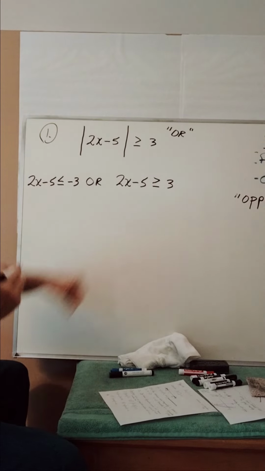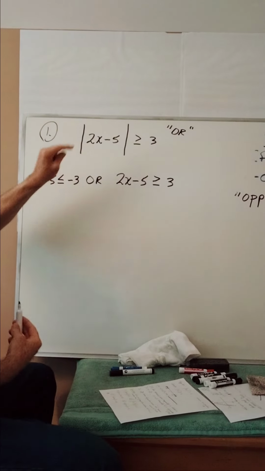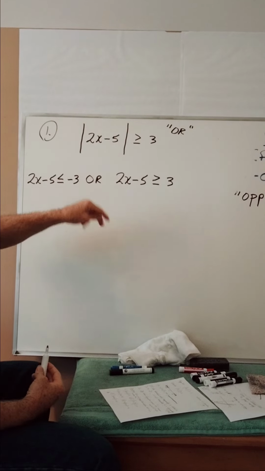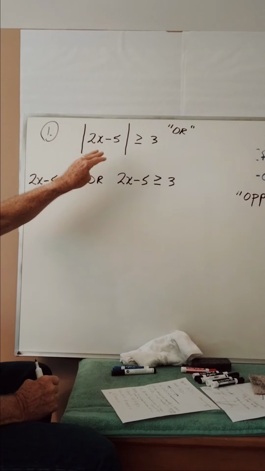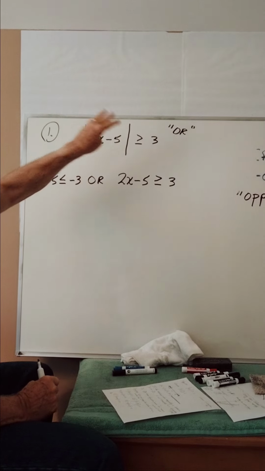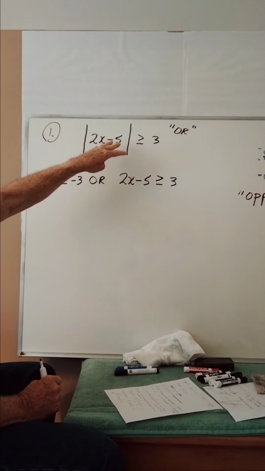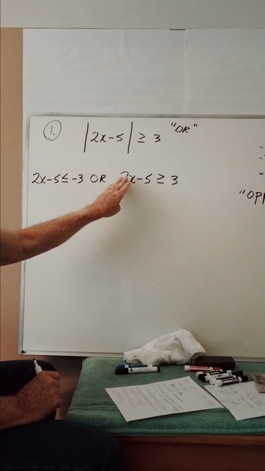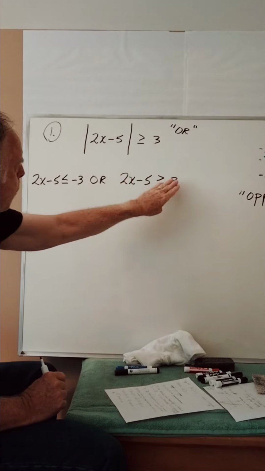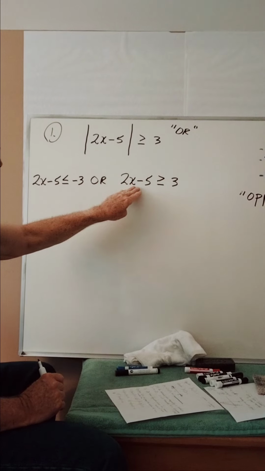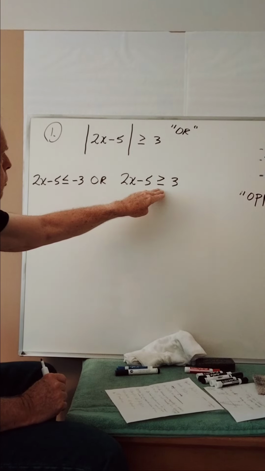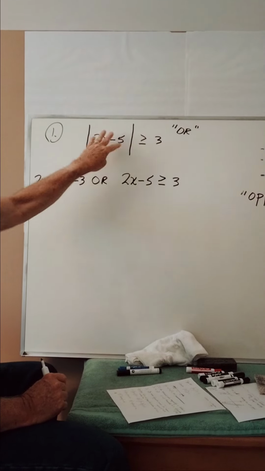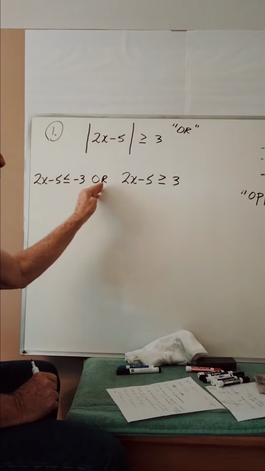And there's the translation. So I'm going to tell you what I'm going to be doing before we just go into this and solve it. When I change this absolute value inequality to the or statement, I'm going to write down the positive one first. The 2x minus 5 is greater than or equal to 3. I'm just going to write down exactly what I see here without the bars. Then I'll move to the opposite one.